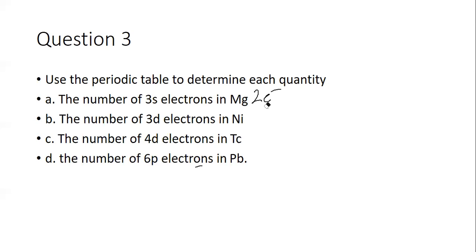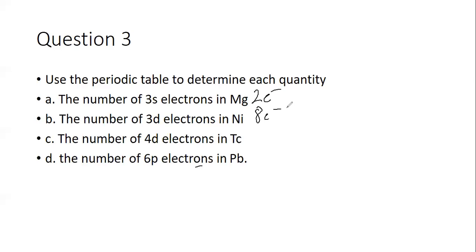So nickel, I believe, doing this blind without the periodic table in front of me, should be 8 electrons for 3D. Let me just pull up my periodic table so I can double check myself as I go. Yep, so nickel should be 8.